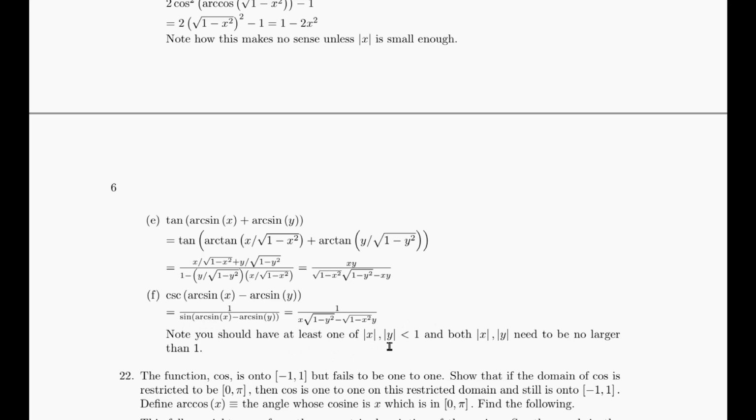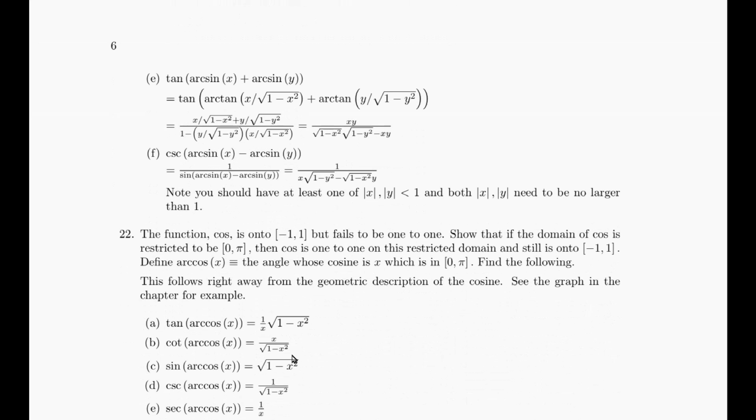Now you should have at least one of the, well, let's have them both be small and positive, or at least the absolute value can't be any bigger than 1. All right.